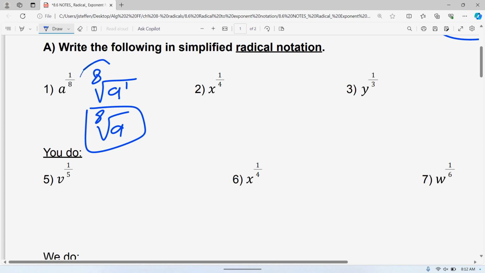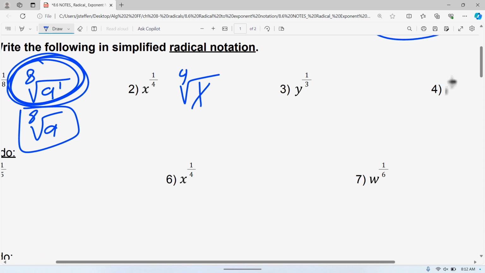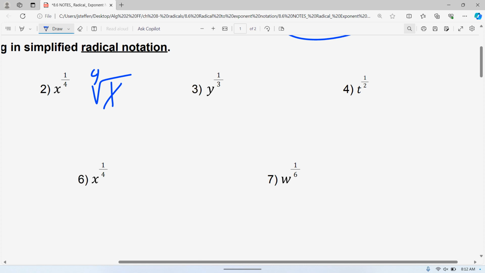And if you put this in as an answer, I'm okay with that. If you leave the exponent of 1, it's not necessarily the cleanest, most beautiful looking answer, but that's okay. The next one, x to the 1/4 is the 4th root of x. Again, technically it's the 4th root of x to the first power. Y to the 1/3 is the 3rd root of y, and t to the 1/2 is the square root of t. Again, if you want to put the 2 there, you can. If you want to put the 1 there, you're more than welcome to. But in that one, you don't need either of those.